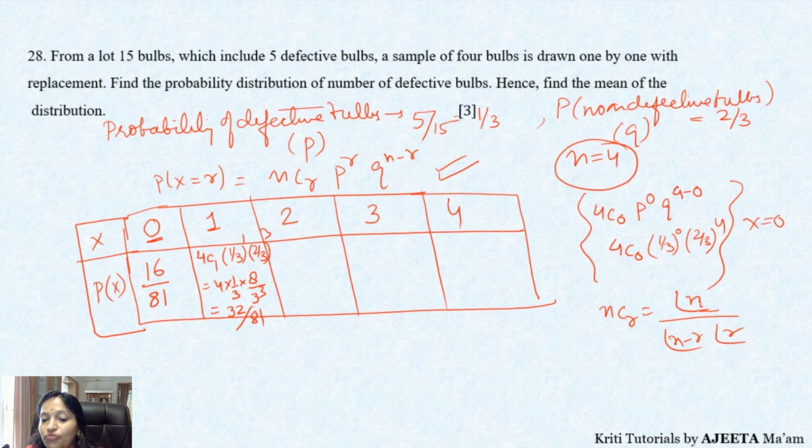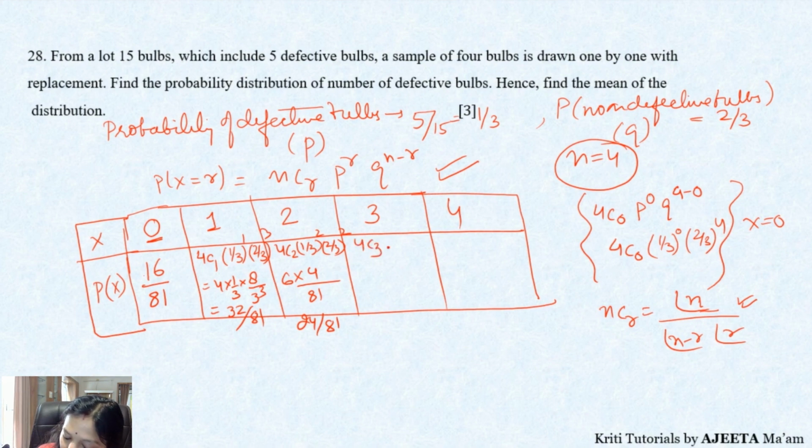Now similarly we go for 2. So what will it be? 4C2, 1 by 3 square and 2 by 3 square. Okay, this is how we go. Now 4C2 का value क्या होता है? Simply we have the value according to this formula: factorial 4 upon factorial 2 into factorial 2. So that will be 6 into 4 upon 81. So that gives you the answer 24 by 81. Correct? Now let's move on to the next.